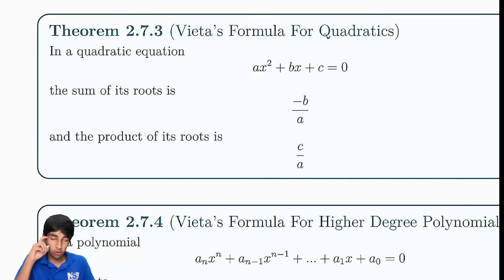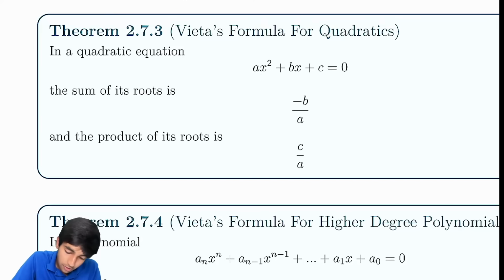That's the sum of the roots, and roots are just the values of x that make this equation 0, the solutions. The product of the roots is you just take c and divide by a. So you see how we start off with negative here and then go to positive.